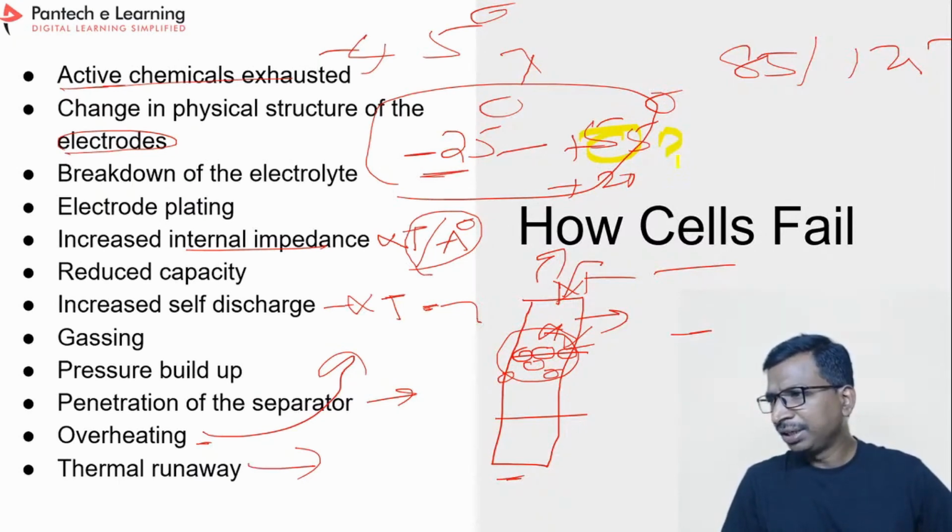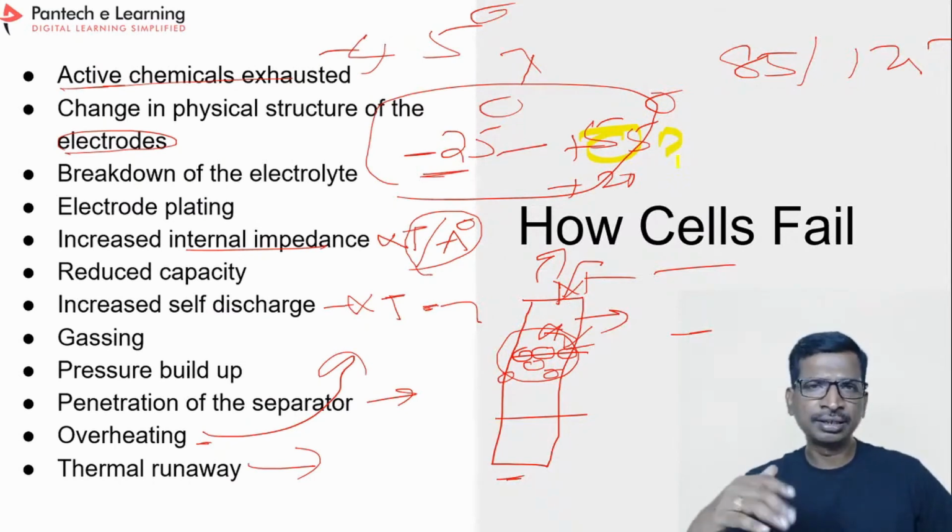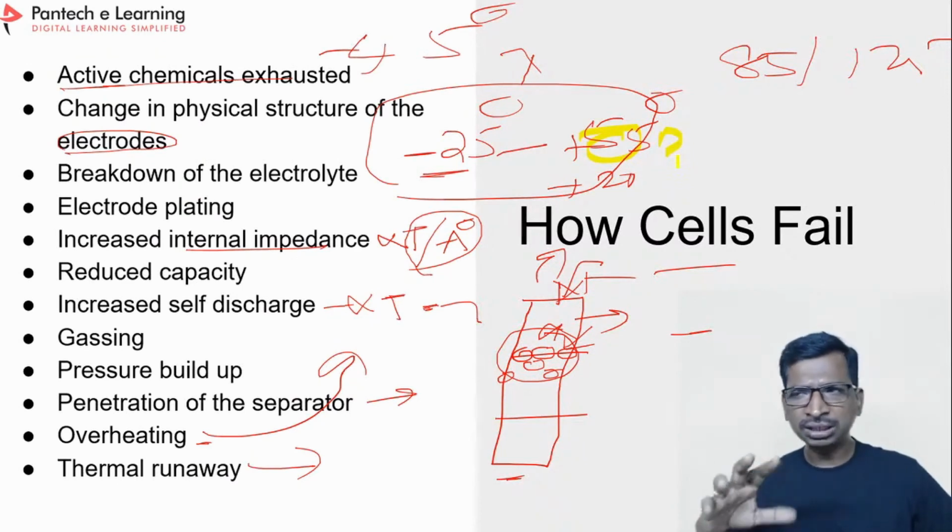What is the active material that you are referring to? See, active material is nothing but, if you are taking lithium-ion, inside the material the lithium is the active material. Electrode plating is nothing but, in the electrodes, some kind of paint will be applied to arrest the corrosion.